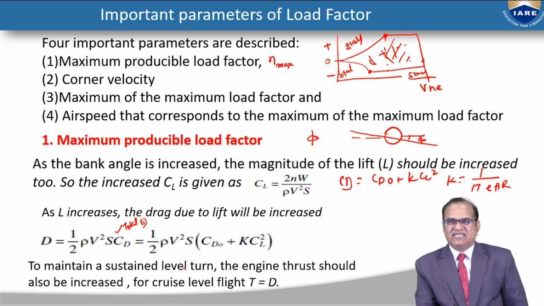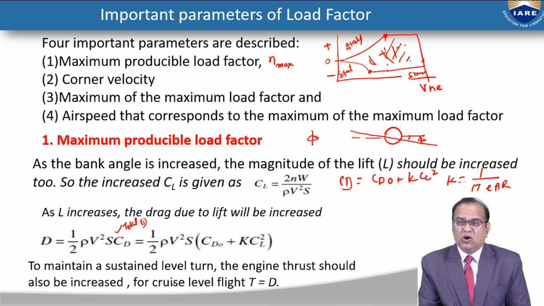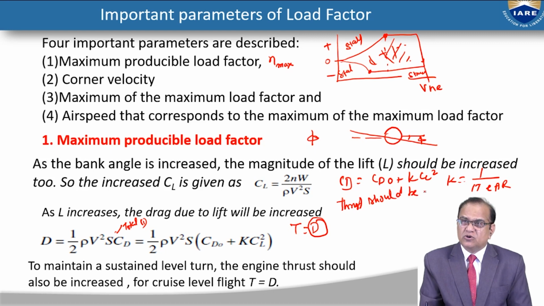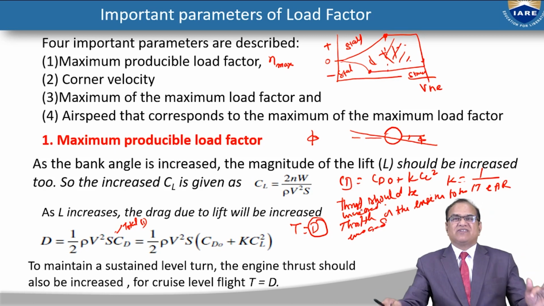To maintain a sustained level turn, the engine thrust should be increased, compared to cruise level. If the drag is high, and we know that T is equal to D, then we need thrust also high. So thrust should be increased. As you bank, thrust should be increased. It means the throttle of the engine has to be increased. So that is the consequence of this.